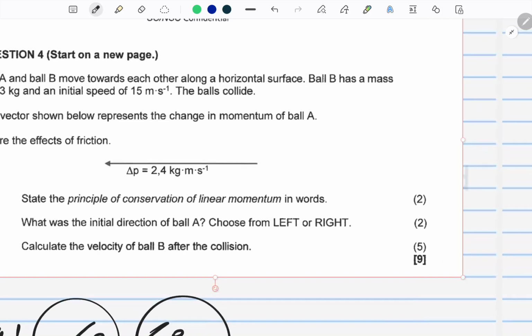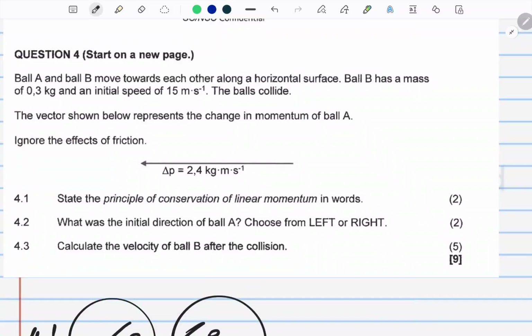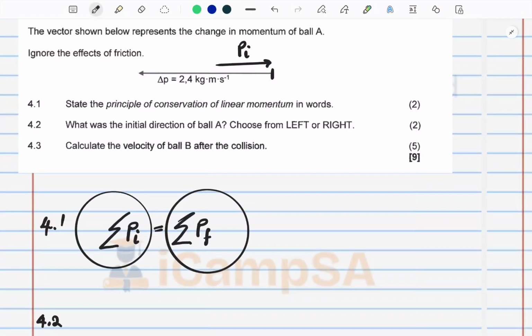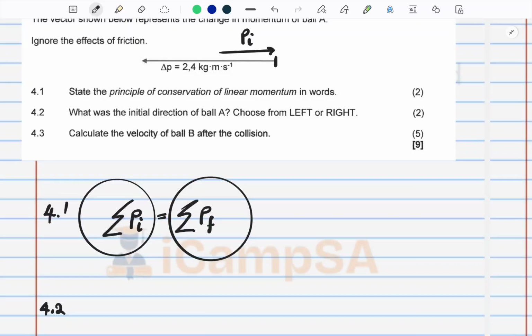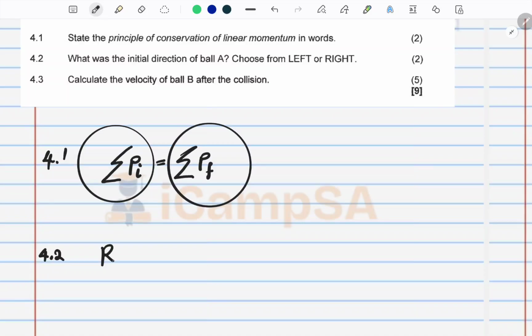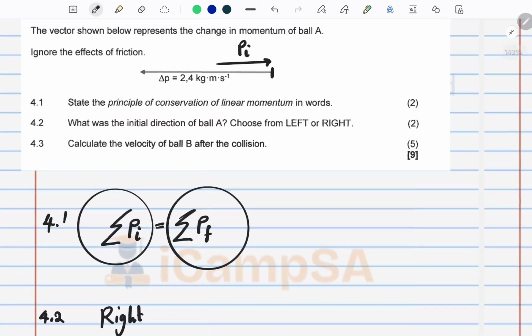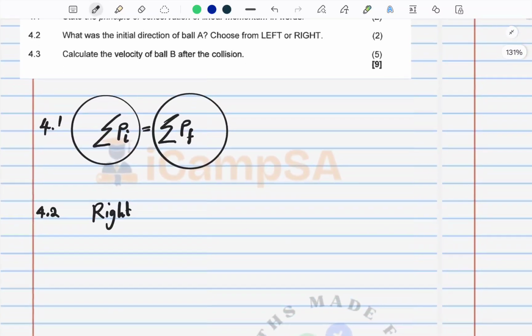This is going to be your head. Here, you would have had something like so. This would have been your PI. And then your change in momentum starts at the head of the PI here. That's it. So what does that mean then? It means that your initial momentum is going to the right side. And that means your ball A is also going to the right side. You are purely using your vector diagram, because there's nothing else that you can use here to determine this.